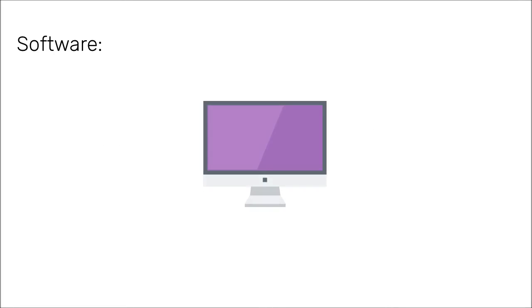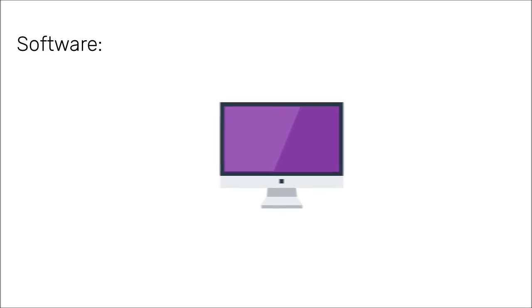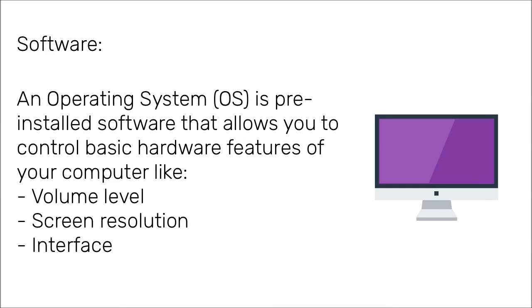So for example, most computers today come shipped with operating systems, or OS for short. And an operating system is just another piece of software that's installed on the hard drive, and it allows you to control the basic functions of a computer like the volume level or the screen resolution or how you want to organize the files on the hard drive.